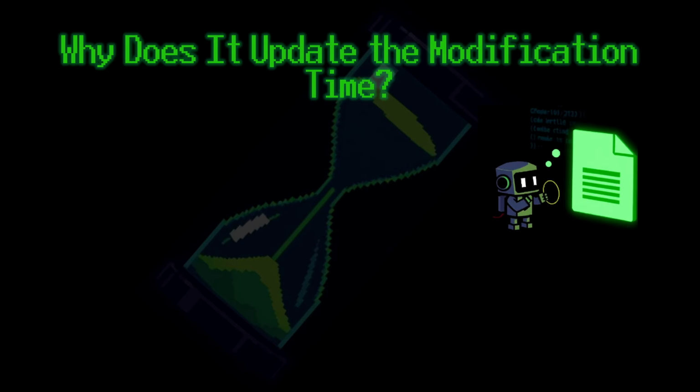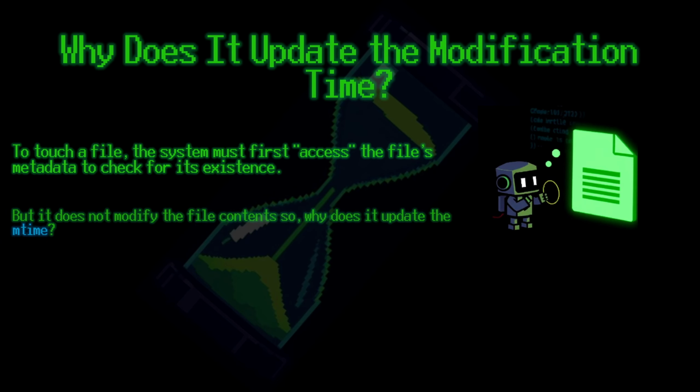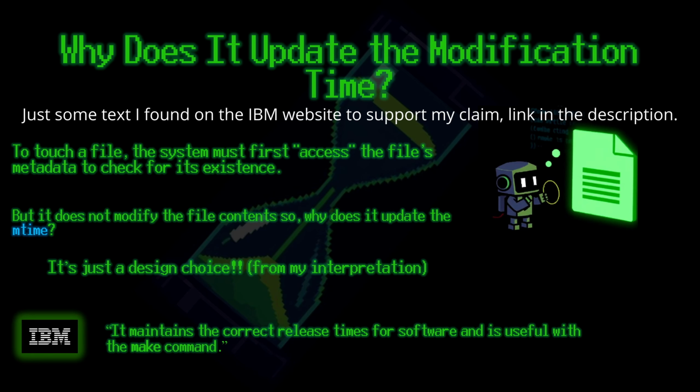So why does it update the modification time? That's a question which first came to mind when I was looking into this. Updating the access time makes sense, right? Because to touch a file, the system must first access the file's metadata to check for its existence. But it doesn't modify the file contents. So why does it update the modification time? From what I've seen, it seems like it's just a design choice. Here's a quote from IBM that I saw on their website.